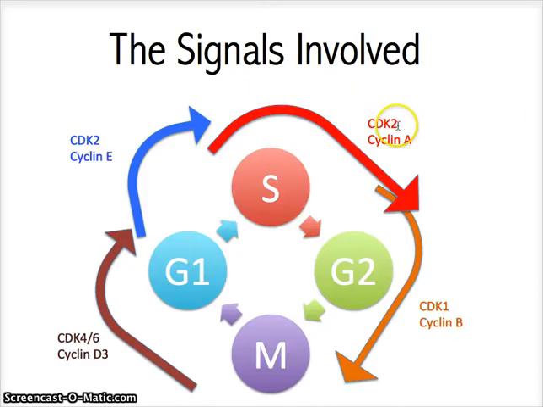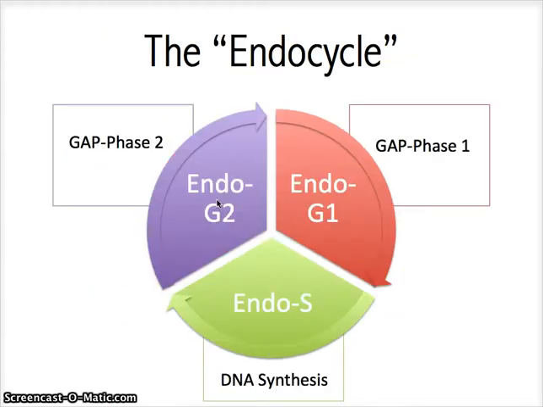So you've got CDK2 cyclin A and CDK2 cyclin E, which really just both promote the synthesis of DNA in this S phase. You've got CDK1 and cyclin B complex, which stimulates the cell to go into mitosis and to start dividing. And you've got CDK4 and 6, cyclin D3 complex. And note that it's D3 now because it does change in the endocycle, and that just stimulates the new stage of the cell cycle. So now this is compared with the endocycle.